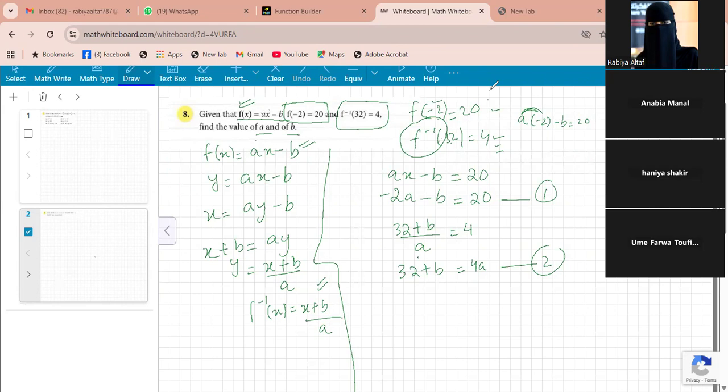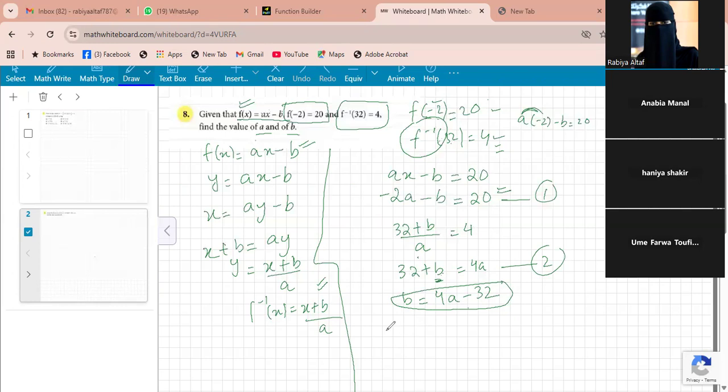Yes, Hania? By using the elimination method? Yes, by using elimination, or we can go for substitution as well. Okay, so substitution will be easy, I guess. This is your second equation. You can find the value of b from this equation. We can shift this 32 towards the right side. It will be minus 4a minus 32. After getting this value of b, we will put it in equation 1.